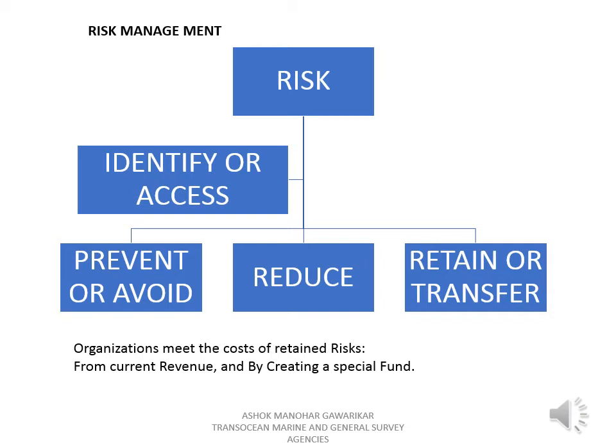So basically what we are trying to say is that from the current revenue, as and when a loss occurs, people either have a special fund. They will create a special fund especially to meet this type of cost in the future. Or second, they will try to pass on this risk to an insurance company by payment of a certain premium. So this is the way the risk is managed basically.